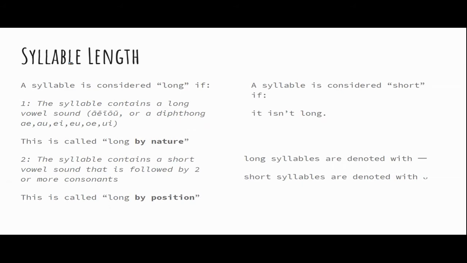The second condition that could be met is if a syllable contains a short vowel sound, but the vowel sound is followed by 2 or more consonants. This is called long by position. Short syllables are everything else. Short syllables contain short vowels, and that's about it. Traditionally, for long syllables, we write a line above the entire syllable. For short syllables, we write that U symbol.